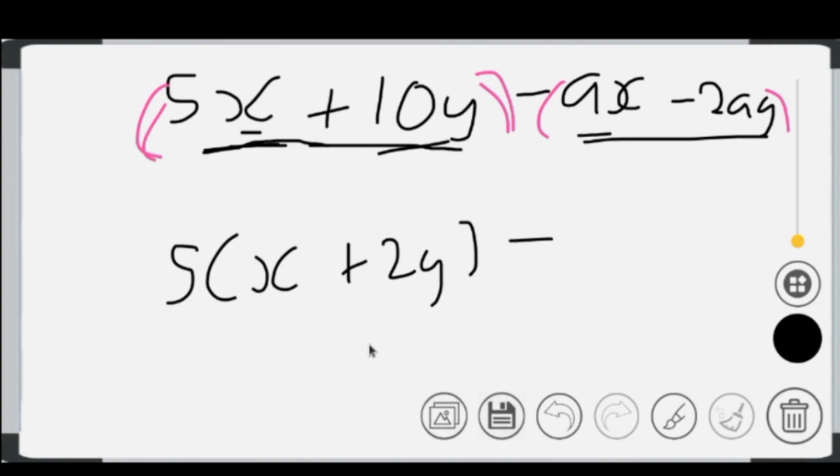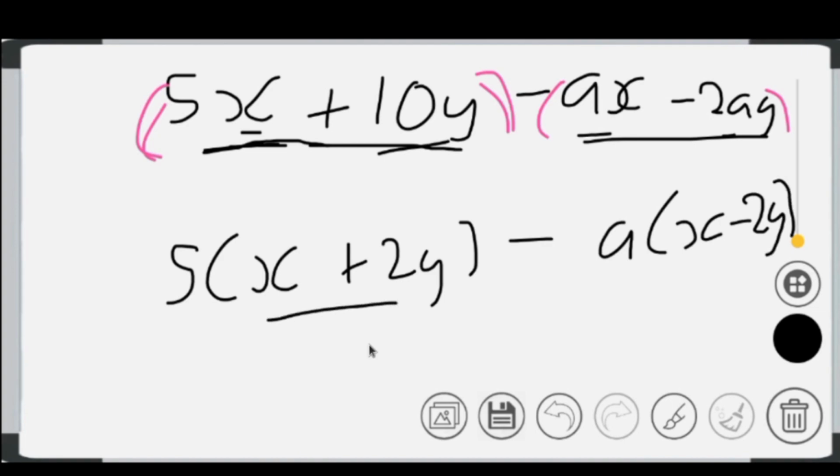Minus, we factorize this one also. What are we going to take out? We're going to take out a. What are we going to be left with? We're going to be left with x minus 2y, right? As you can see, both of them have the same brackets, so we can still factorize them.